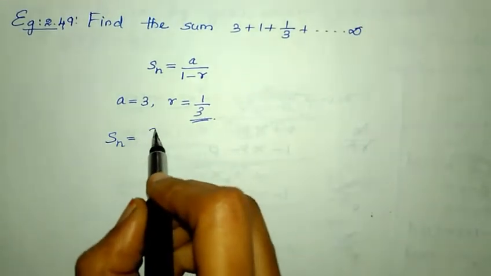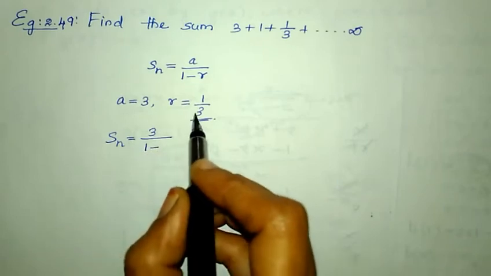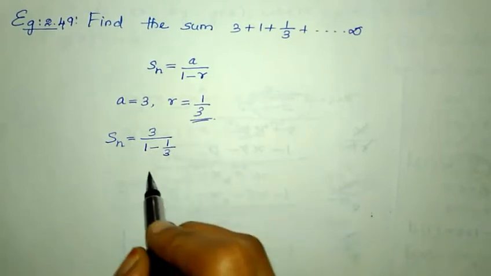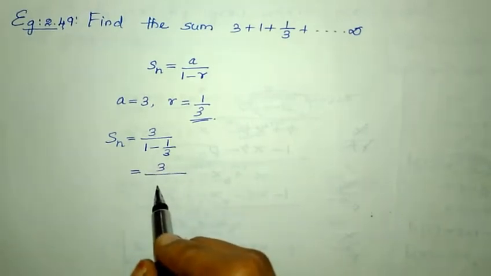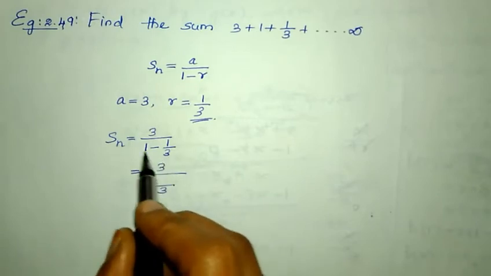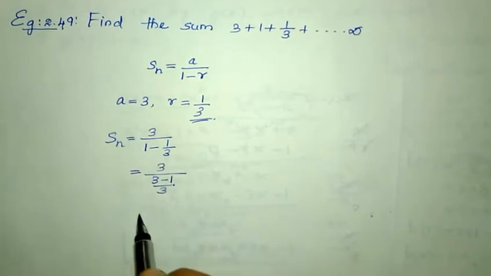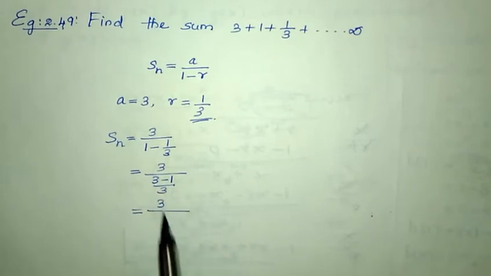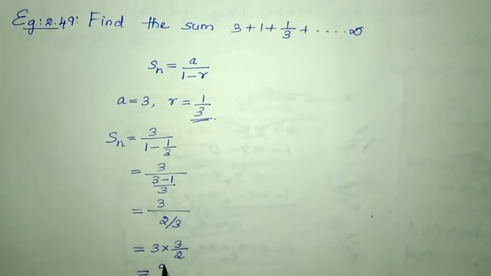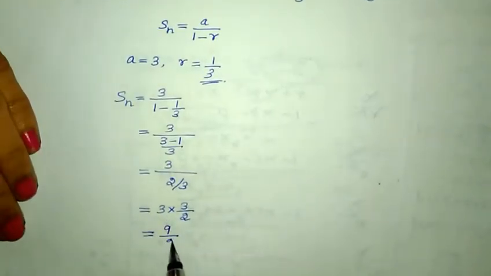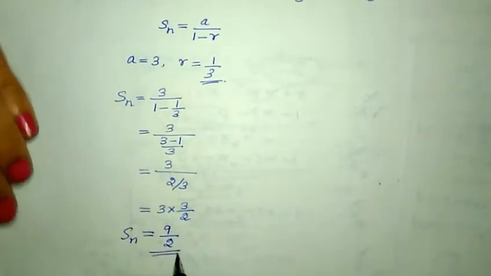A value is 3 by 1 minus R, which is 1 by 3, which is equal to 3 by, take the LCM here, LCM is 3, 3 minus 1, which is equal to 3 divided by 2 by 3, which is equal to 3 into 3 by 2 as a reciprocal, which is equal to 3 threes are 9, 9 by 2. So Sn is equal to 9 by 2. This is the answer.